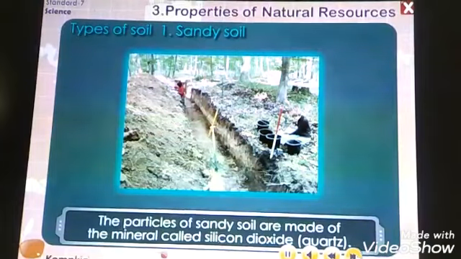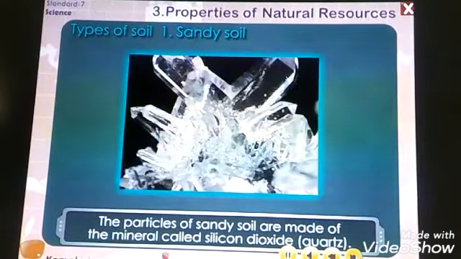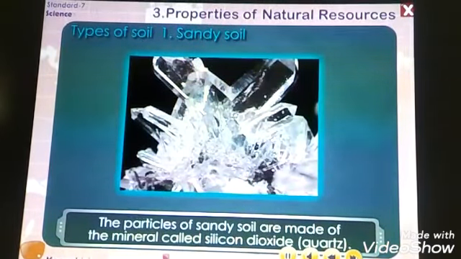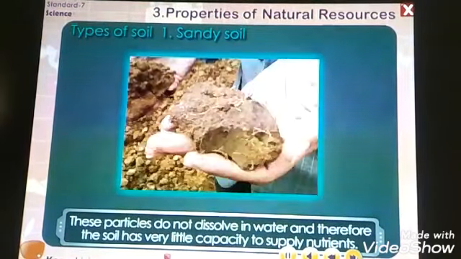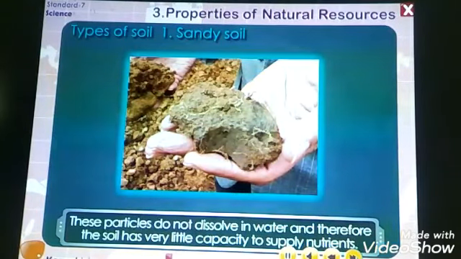The particles of sandy soil are made up of a mineral called silicon dioxide, that is quartz. These particles do not dissolve in water and therefore the soil has very little capacity to supply nutrients.